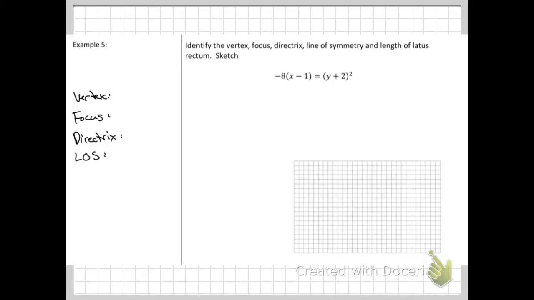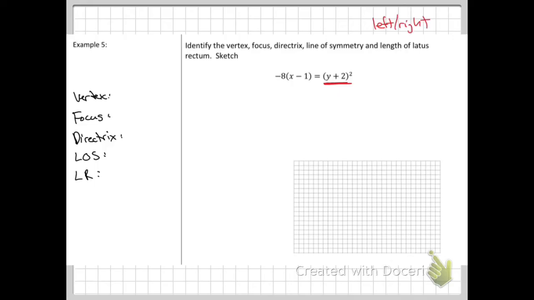LOS, line of symmetry. LR, latus rectum. Okay. First of all, you need to figure out if this is going up, down, left, or right. So I just want you to have two options, up and down or left and right. So you look at the variable that's squared. Y is squared. Y squared parabolas are left, right.